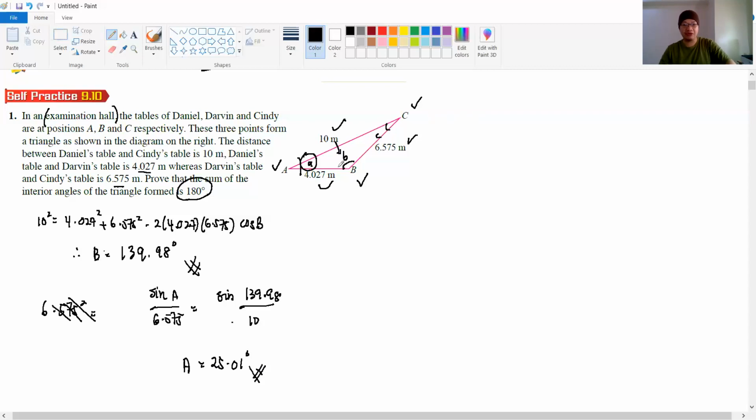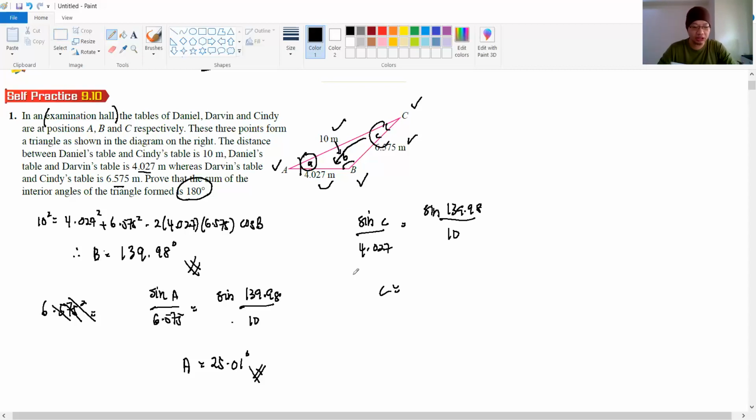Now, how about C? We already have A and B. Now we want to find C. For the last part here, if you want to find C, do not use 180 minus B minus A, because we want the total to add up to 180, not use the 180 to find C. Please be careful. So C is opposite 4.027 and B with 10, so we still use the sine rule. Sine C over 4.027 equals sine B, which is 139.98 divided by 10. So now we need to calculate the angle of C. As usual, you simplify this and then shift sine, answer. How I do that? Please refer back to the previous video about the sine rule and also the cos rule, how I shift the sine and how I simplify this equation.